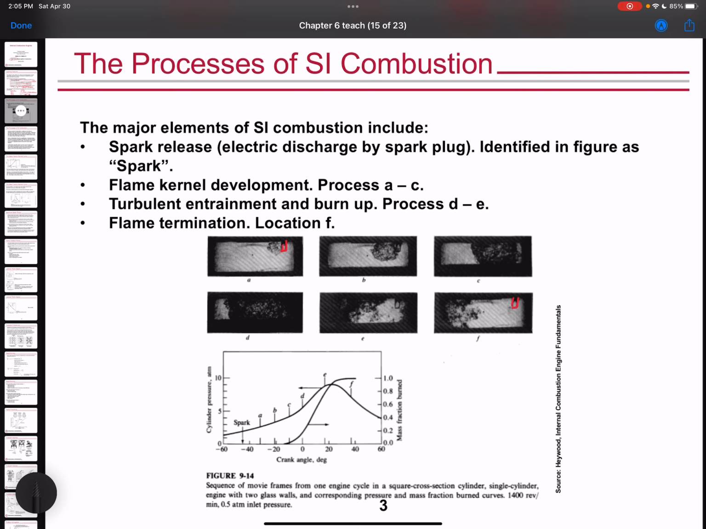But these 4 major elements of spark ignition combustion basically include, number 1, the spark release, right? So of course that spark release is this electric discharge by the spark plug. A high voltage current is delivered to the anode of the spark plug, and there's an air gap between the anode and the cathode. And the voltage potential between those two is so high that eventually there's a spark discharge, or a voltage breakdown, where a current is completed between the anode and the cathode with that high voltage potential that exists between those two poles.